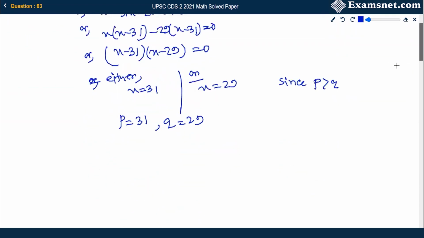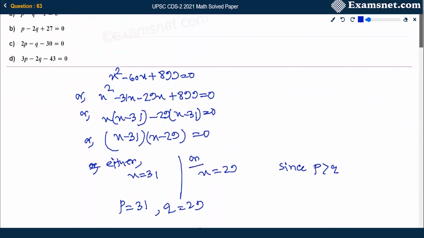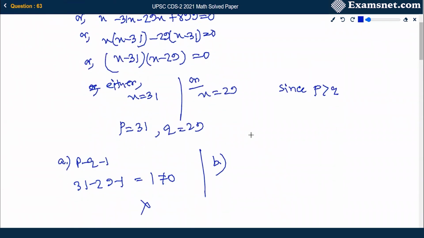The first one is P minus Q minus 1. So 31 minus 29 minus 1. That will give us 1, which is not equal to 0. So option A is not the correct one. Next, check the second statement: P minus 2Q plus 27.